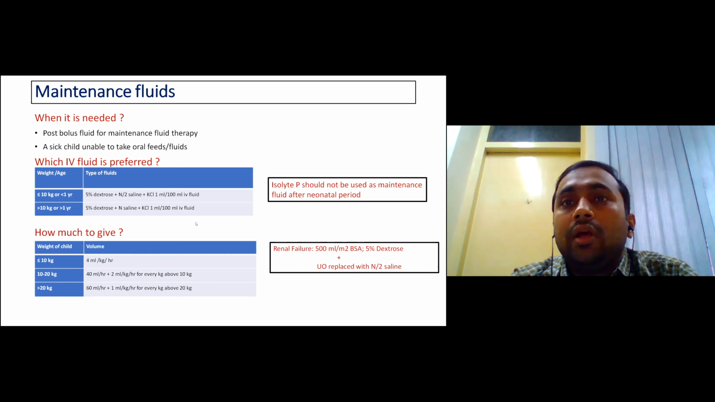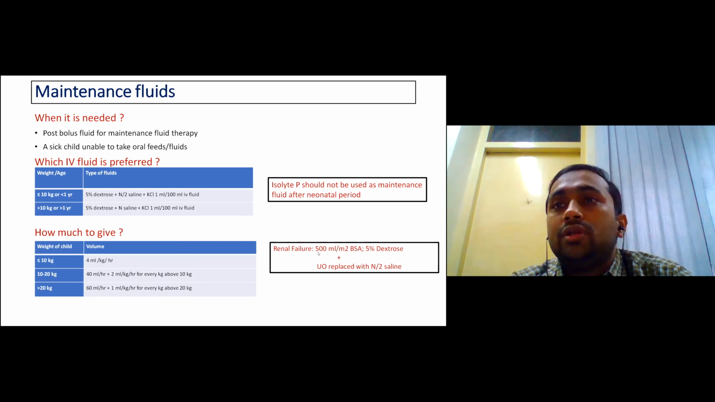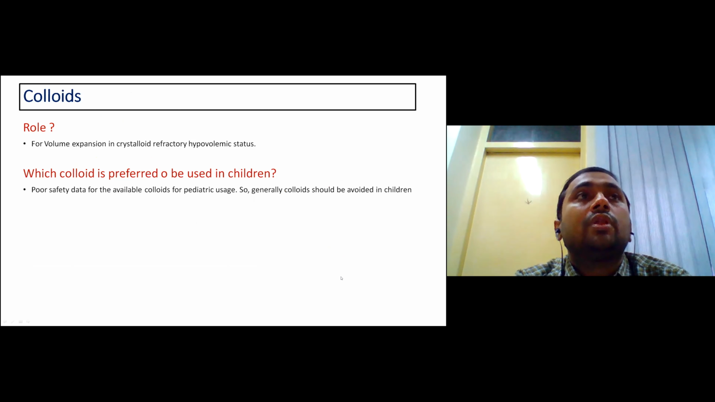A special mention in the case of renal failure, we supplement the insensible loss as 500 ml per meter square body surface area with 5% dextrose. And if there is any urine output, we replace them with half normal saline.